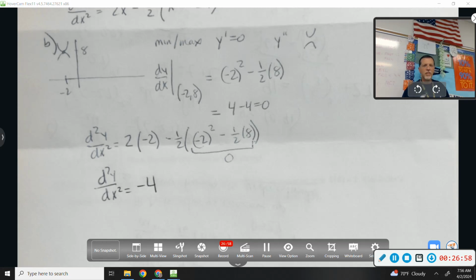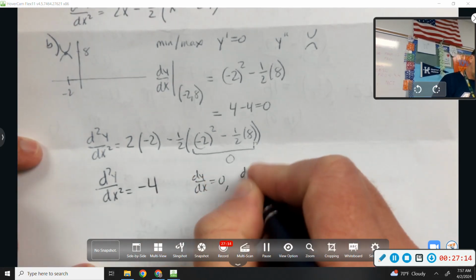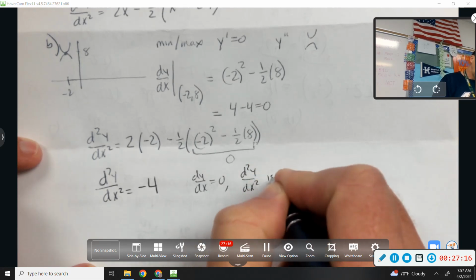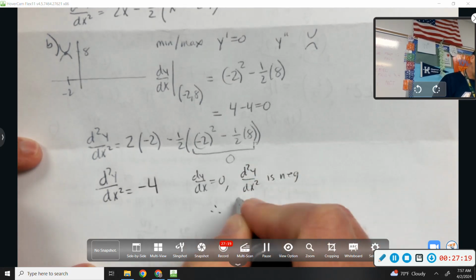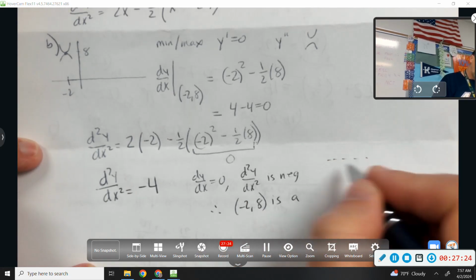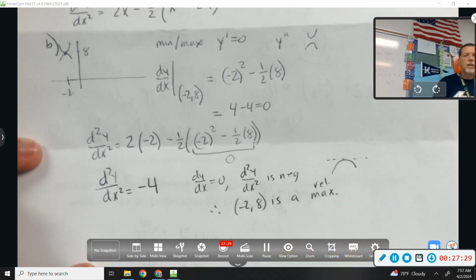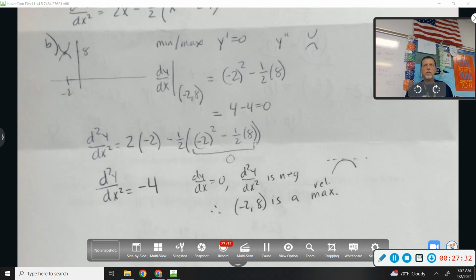Okay, so if the first derivative is 0 and the second derivative is negative, what does that mean? It's concave down, and then you combine that with a flat spot. dy/dx equals 0, second derivative is negative. Therefore, (-2, 8) is a flat spot, concave down, a maximum. A relative maximum. Flat and concave down, yes.